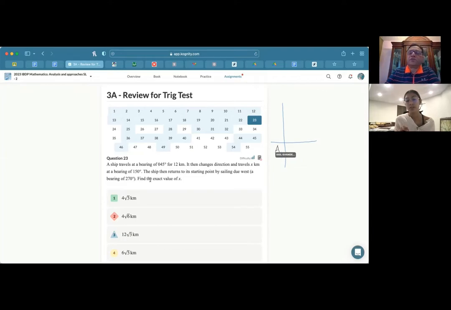And a bearing of 045, bearing is always written in 3 digits as given here. So we have 045 means like this, correct? So this is 45 degrees. A distance of 12 kilometers. Let's write down 12 kilometers here. Then it changes the direction, travels x kilometers at a bearing of 150.